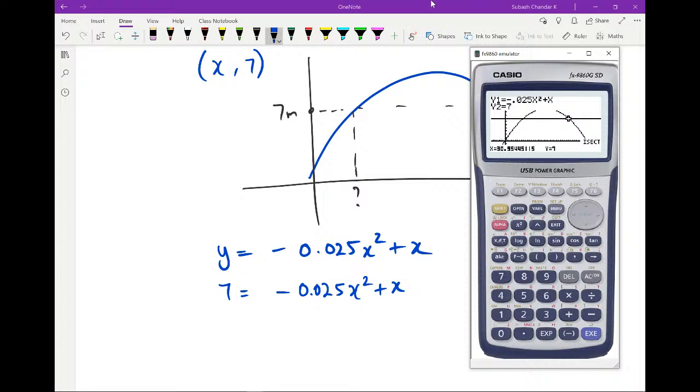Oh, Jonathan, to have that line going through it, what you have to do is, in your graph menu, put the second equation as 7.